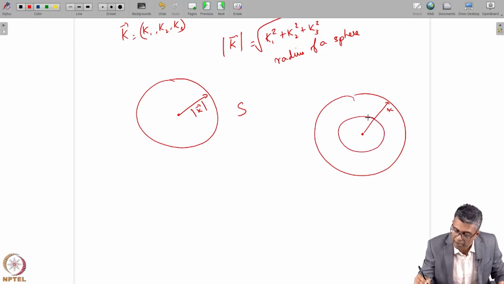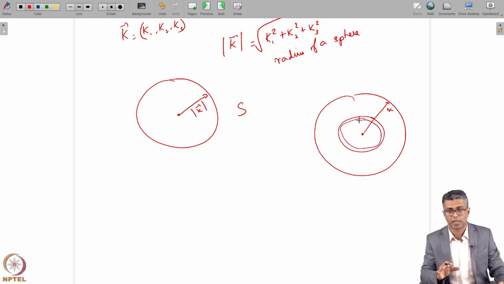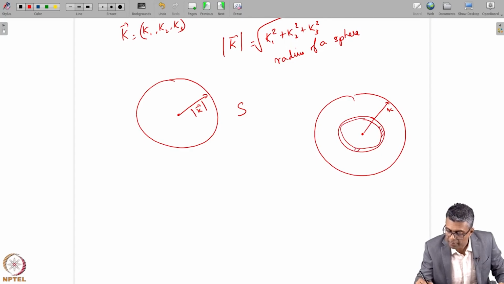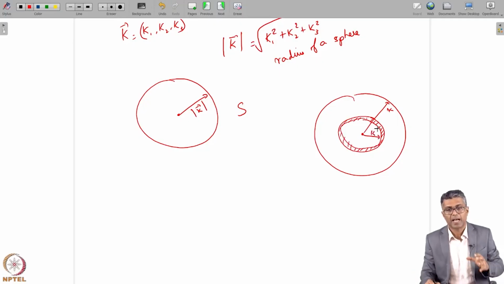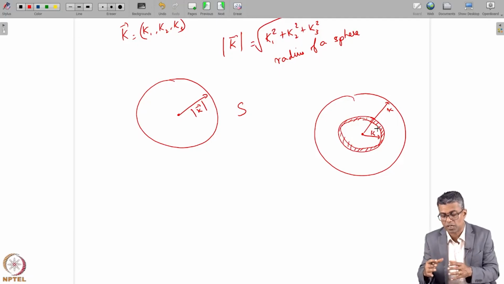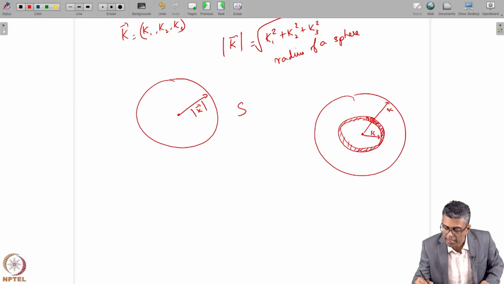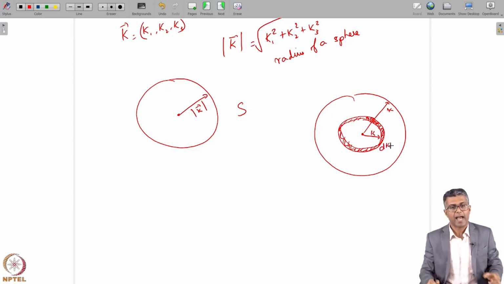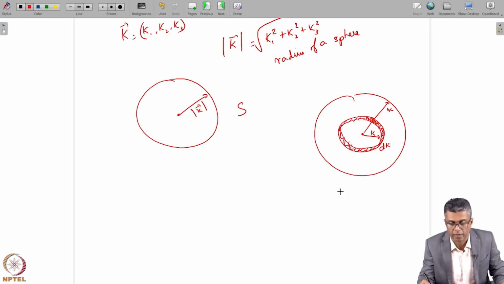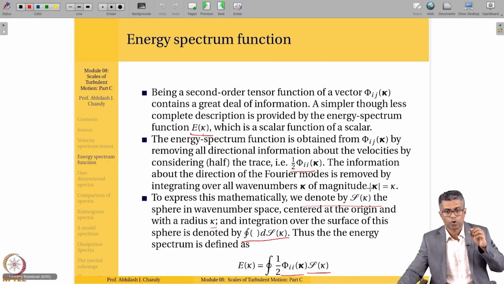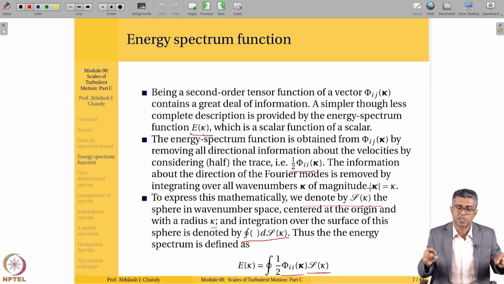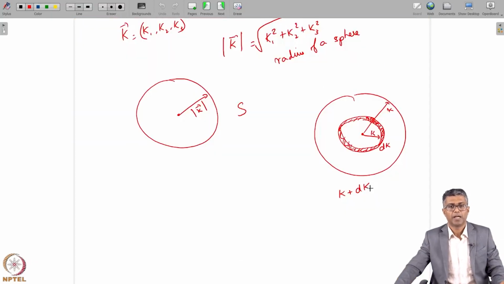So let's say I have a shell, and again you have to think of it as a sphere, but I'm drawing it as a circle. This shell has a radius kappa, and I am taking all the velocity information associated with the Fourier modes in this shell. So this shell has a thickness d kappa, and I am taking all information that is contained within kappa that has a radius kappa plus d kappa. You understand what I mean? So what I'm doing is I am taking out all the directional information by collapsing all the information associated with velocity into a single wave number magnitude, into a single wave number shell. That is what I'm doing.